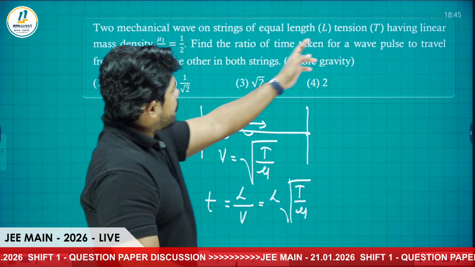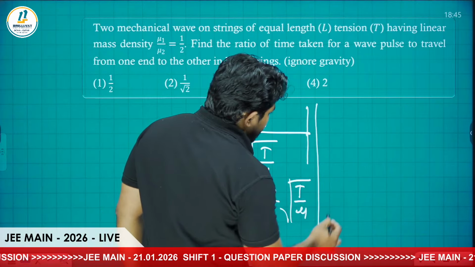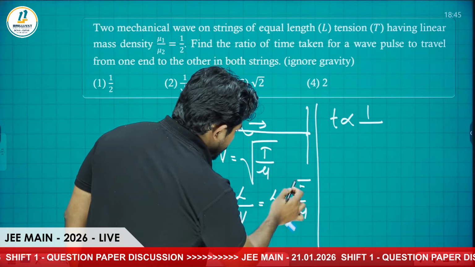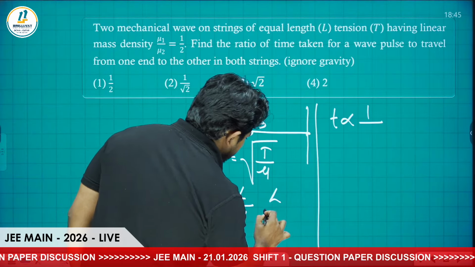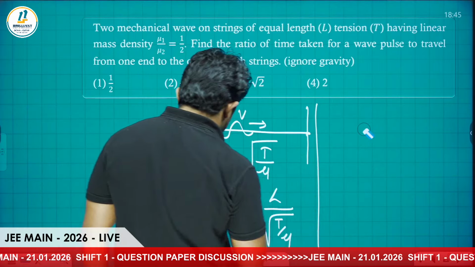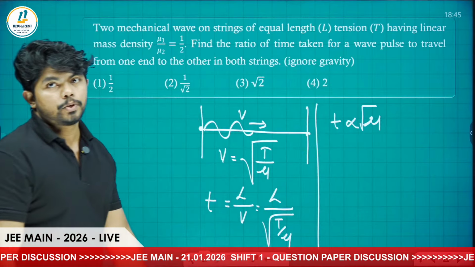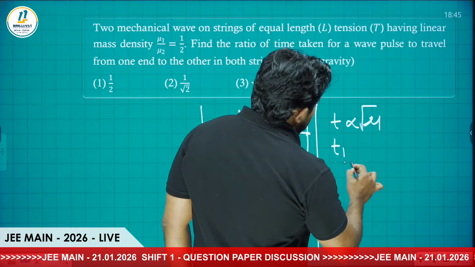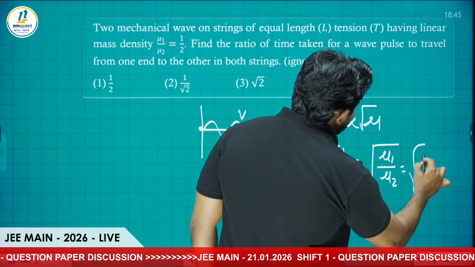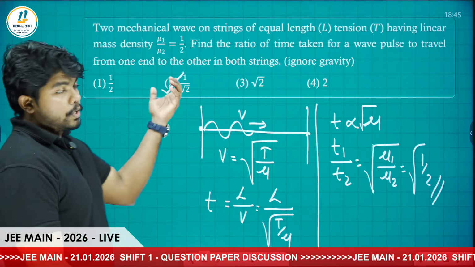Suppose if you look at the conditions given, equal length and tension, so you don't have to worry about these two values, right? We can directly substitute. The time is L divided by root of T by mu. So time is directly proportional to root of mu, okay? So we can take the two values here. T1 by T2 is equal to root of mu1 divided by mu2, that is also given, root of 1 by 2. That is the value, okay. Root of 1 by 2, that will be the value. Second option will be the correct.